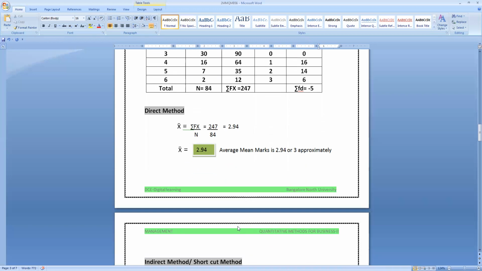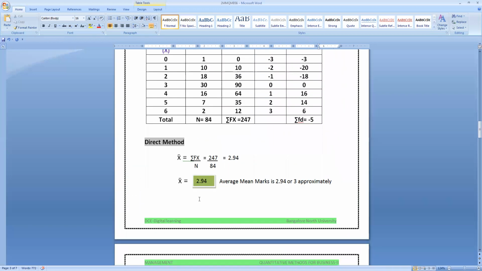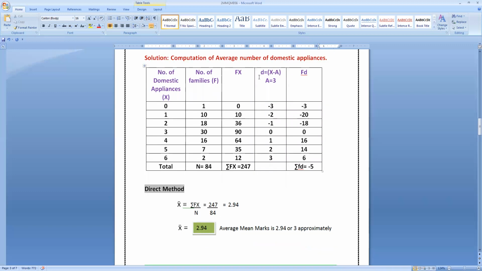If you are going to solve with the help of the indirect or shortcut method, first we have to find the deviation values from the variables. So here we have taken the assumed value as 3. So 0 minus 3 is minus 3, 1 minus 3 is minus 2, 2 minus 3 is minus 1, 3 minus 3 is 0, 4 minus 3 is 1, 5 minus 3 is 2, 6 minus 3 is 3. We don't require the summation of d, but for the substitution in the indirect method, we require the total of f.